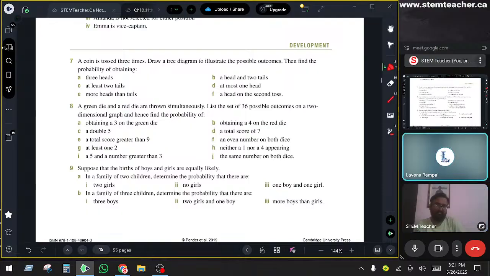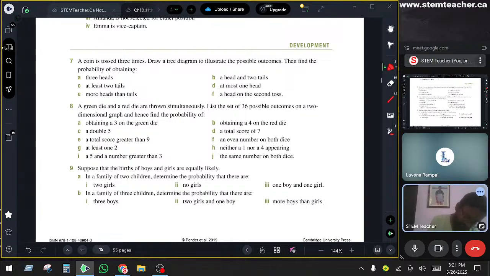Yeah. Okay. So at least two tails. What does it mean by at least two tails? Two or more. Ah, two or more. Right. Thank you. Two or more. Right. What is the answer? Two tails or three tails?